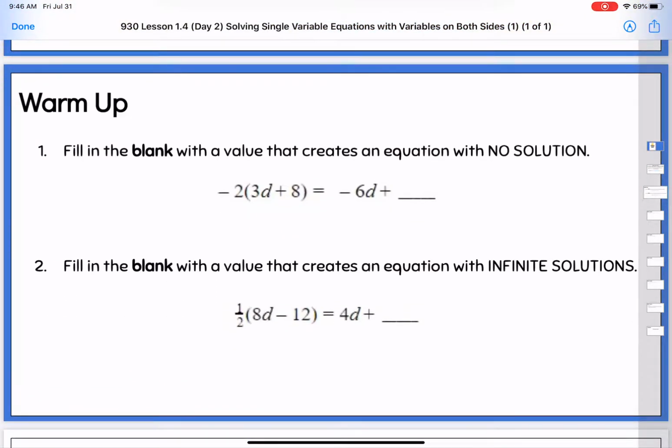Our warm-up says, fill in the blank with a value that creates an equation with no solution. And then the second one is fill in the blank with a value that creates infinite solutions. So you guys, we talked about no solution and infinite solutions and what those equations look like yesterday. So hopefully you can take that a step farther and create your own here. So why don't you just take a minute, pause the video, and see if you can do those.